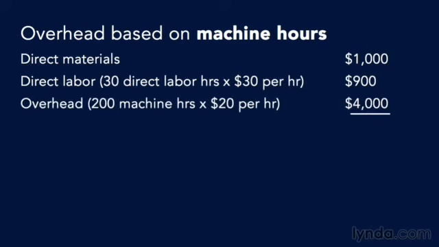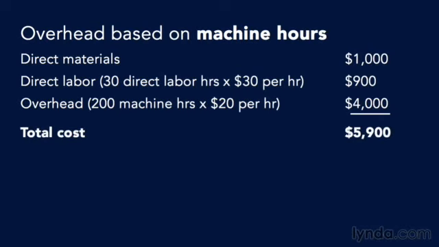If we base the overhead on machine hours, this particular oak table job is going to require 200 hours of using our machines. And we decided, based on data from last month, that we create about $20 of overhead for every hour we use our machines. So 200 machine hours times $20 of overhead per hour, that's $4,000. 1,000 plus 900 plus 4,000, that's 5,900.